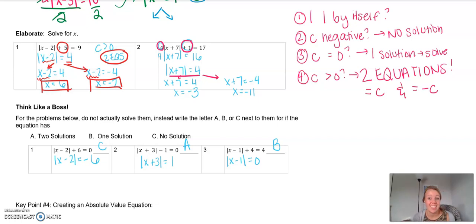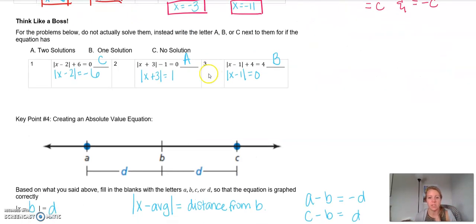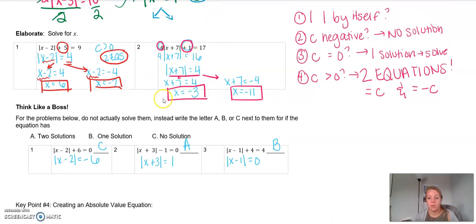So guys, on your exit ticket, you will have to have two answers. Notice here I have x equals negative 3 and x equals negative 11. So double check. I don't want to just see one answer. A lot of y'all missed that. You need to have two. Okay, so I'm going to pause this, and now we're going to look at some inequalities.